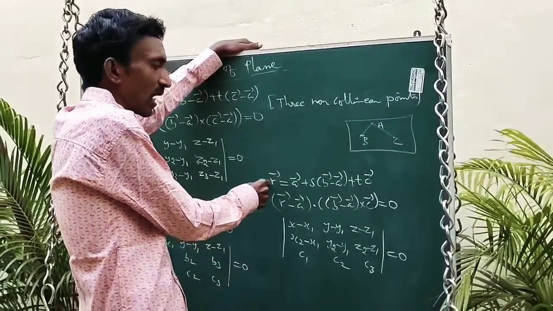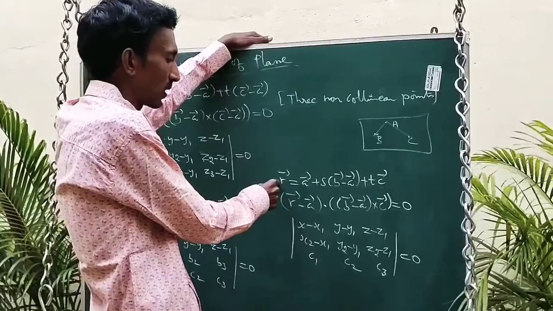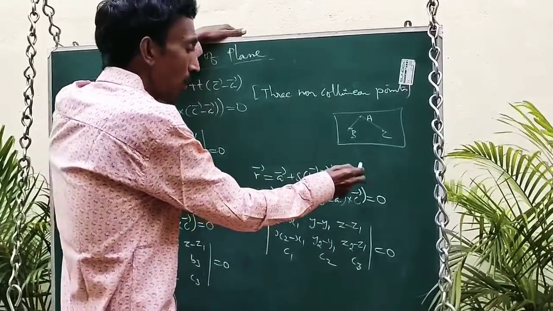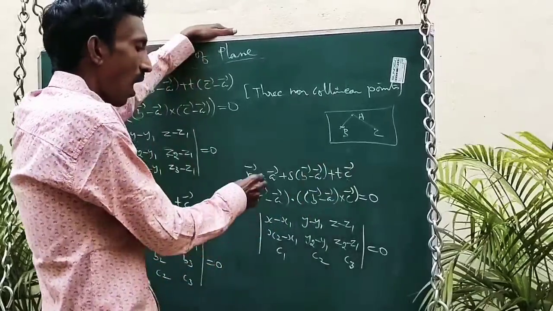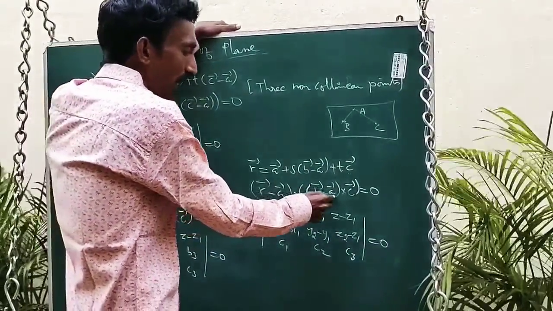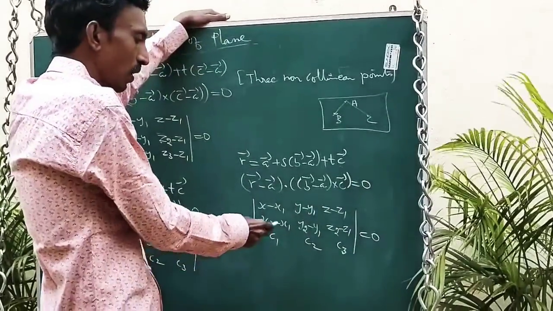So it is the parametric vector form of the equation: R vector equal to A vector plus S into (B vector minus A vector) plus T C vector. And the non-parametric vector form: (R minus A) dot (B minus A) cross C equal to 0.